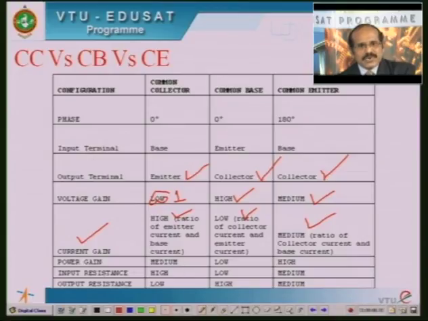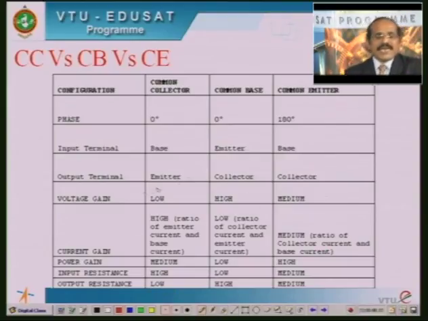If you compare the power gain, for common collector it is medium, for common base it is low, and it is high in common emitter. If you compare the input resistance, the input impedance is very high in common collector, and output resistance is very low in common collector compared to the other configurations.